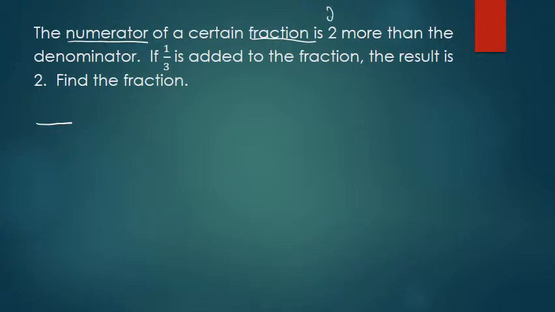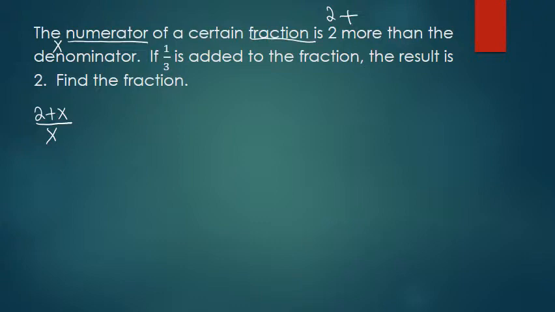So we know we're going to have 2 plus than the denominator. We don't know what the denominator is, but we're going to go ahead and label it as x. So here we have that the numerator, which is the top number, is 2 more than the denominator. That's 2 plus x. Well, we've established that the denominator is x, so we just need to put that there.